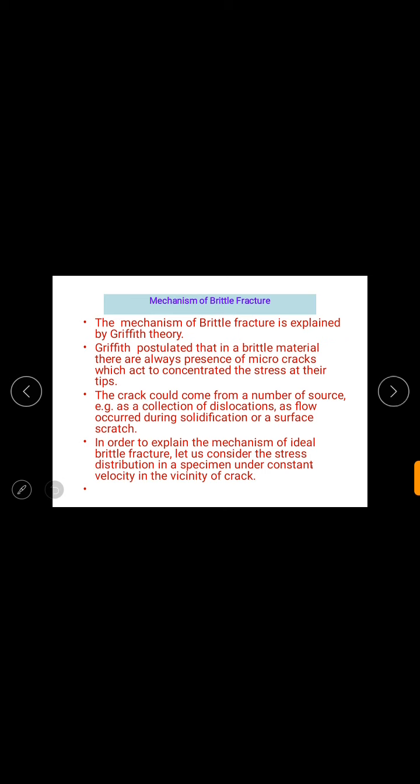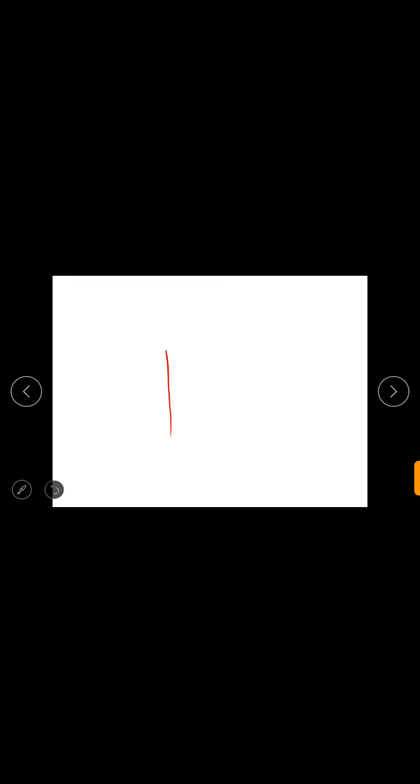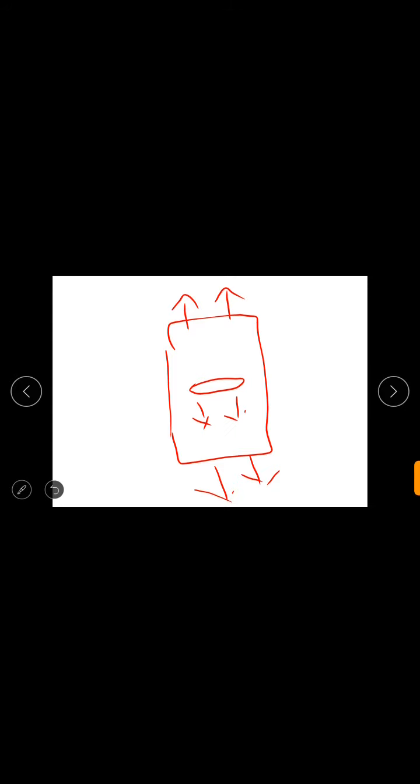Let us consider a material again. This is the micro crack inside the material. I am going to apply tensile stress on both sides; tensile stress means I am just pulling on both sides. Therefore stress will be developed at the crack also. That is, a surface energy is created in the material, and the surface energy will try to break this crack, or will try to develop these cracks.